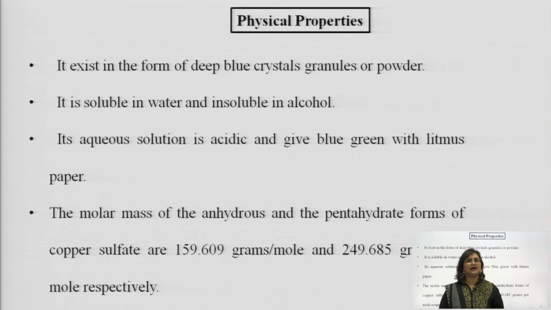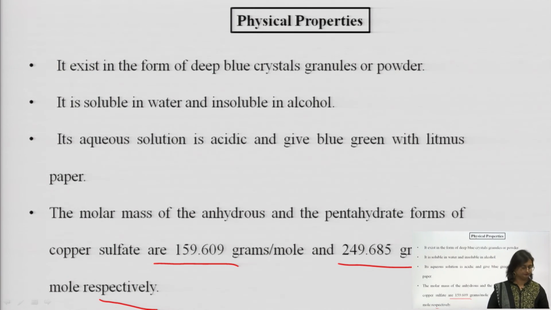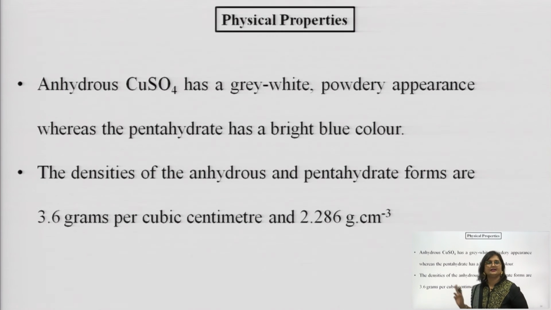The molar mass of the anhydrous and pentahydrate forms of copper sulphate are 159.609 grams per mole and 249.685 grams per mole respectively. What is the appearance of copper sulphate? Anhydrous copper sulphate has a greyish white, powdery appearance, whereas the pentahydrate form has a bright blue color.